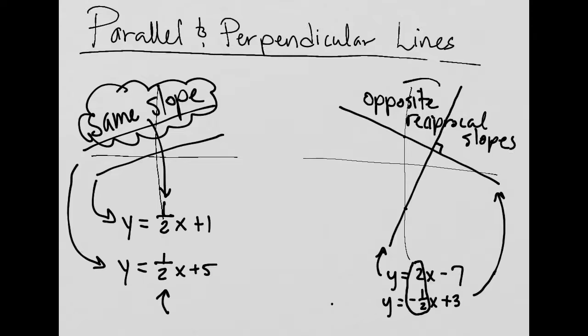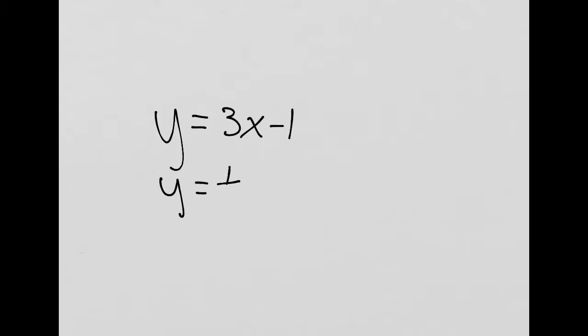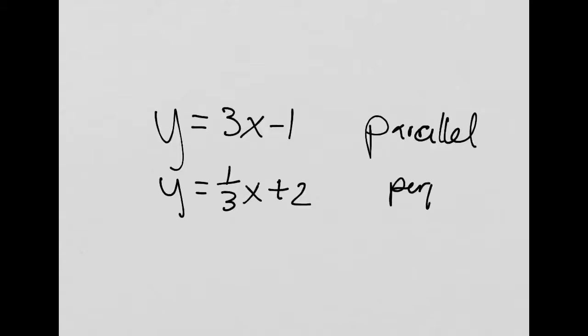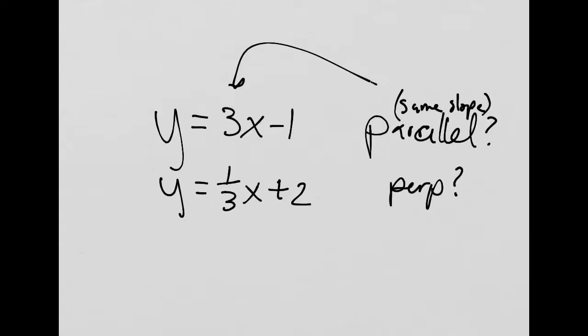Alright. So that's how we know if two lines are perpendicular. So let's say I gave you two equations, y equals 3x minus 1 and y equals 1/3 x plus 2. And I asked you, are they parallel? Are they perpendicular? So, what are you looking for? You're looking for either same slope, and when I mean same, I mean exactly the same. Same number, same sign. And notice we don't have the same slope, so we know it's not parallel. The other option is opposite reciprocal.